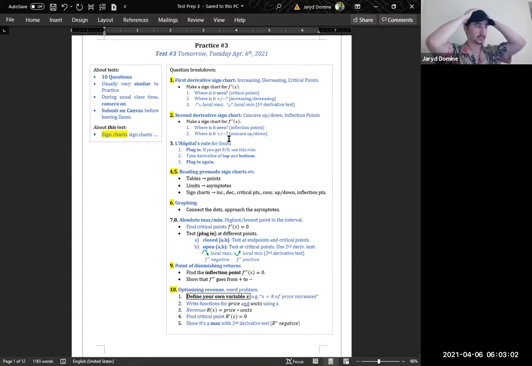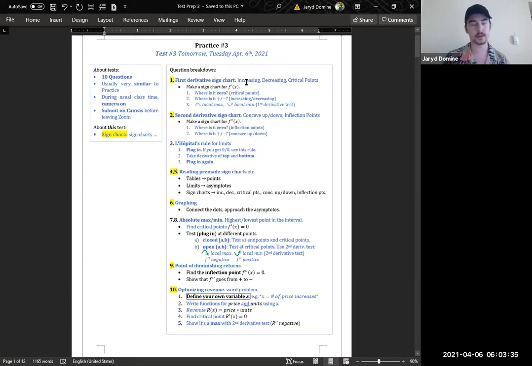Okay, about this test specifically, really important is 7 of these questions involve sign charts. So you really need to have sign charts down if you want to do well on this test. You need to understand what they are and how to make them, and make sure you get the right signs and everything. Questions 1, 2, 4, 5, 6, 9, and 10 all involve a sign chart. Either you have to make one or you need one in order to answer it completely. So I'll talk about those a little bit.